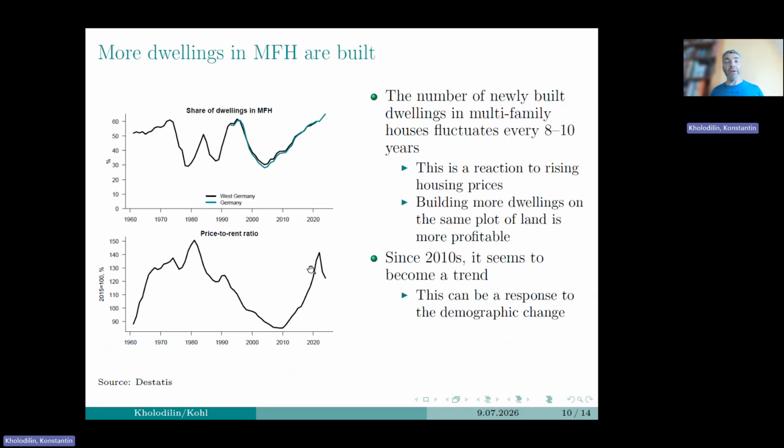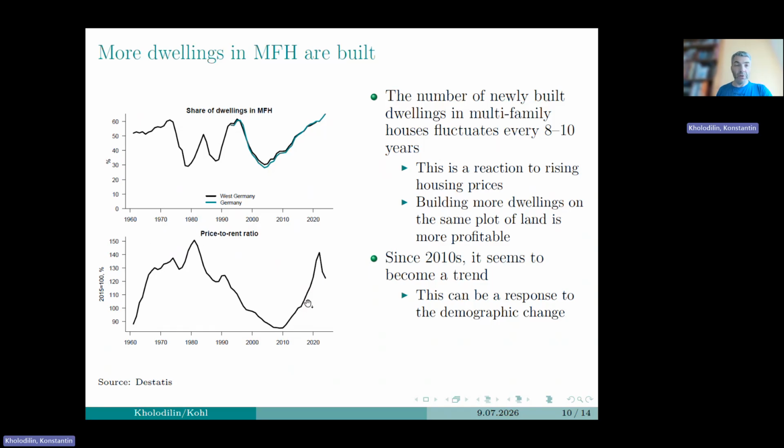Now, the proportion of flats in multi-family houses is not constant. It fluctuates. Actually, it fluctuates every 8 to 10 years. And the amplitude of fluctuations is quite big. So it varies from 30% to 60%. So from less than 1/3 of all dwellings being completed in a particular year to almost 2/3. And we see that there's a certain correlation, perhaps not very strong, but still some positive correlation with the house price to rent ratio that is shown here in the lower panel.